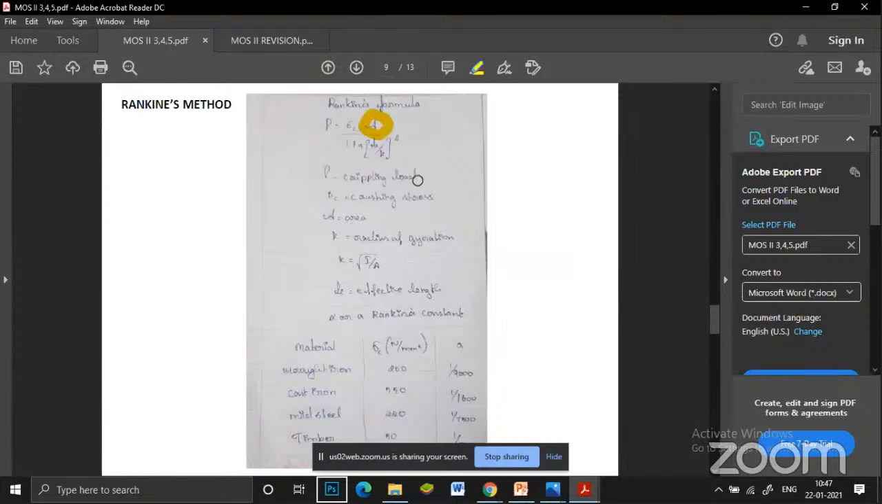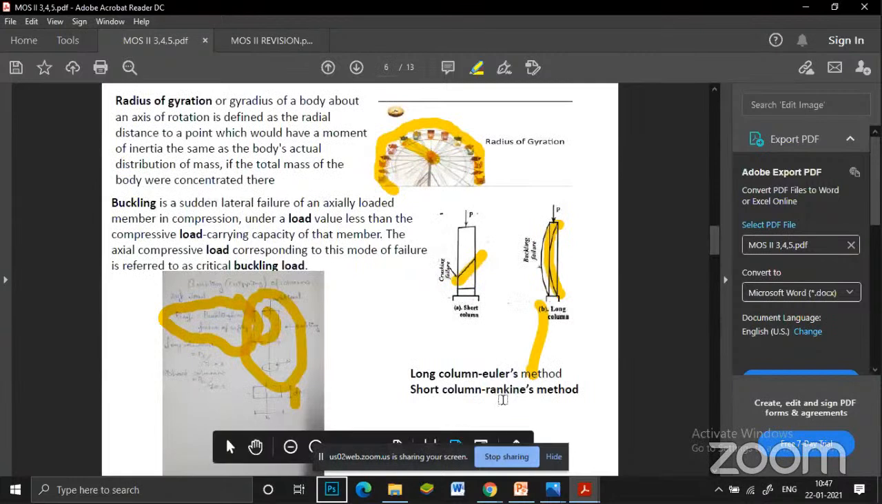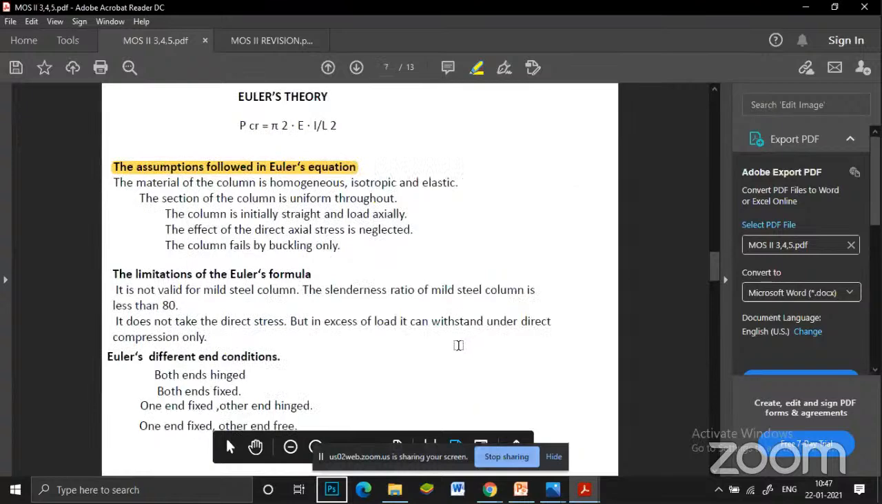So don't forget, for Rankine's formula, there is a short column and a long column. We know how to find the difference between a short column and a long column. In case of a long column, only Euler's method is applicable. In case of a short column, Rankine's method is applicable. In a long column, the failure is called buckling. In a short column, the failure is called crushing. In case of buckling, there are 4 types of end conditions.